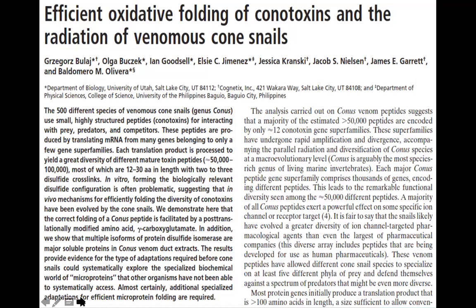Here is the main paper, efficient oxidative folding of conotoxin. The toxins are known as conotoxin because the cone snail is producing the toxin, so the name is conotoxin, and the radiation of venomous cone snail. So this is one of the bright examples. This paper was published in PNAS, and if you are interested, you can even browse the paper. It is available on the internet. In the world, scientists have discovered thousands of peptides. Peptides are small chains of amino acids, and protein is the polymer of peptides.